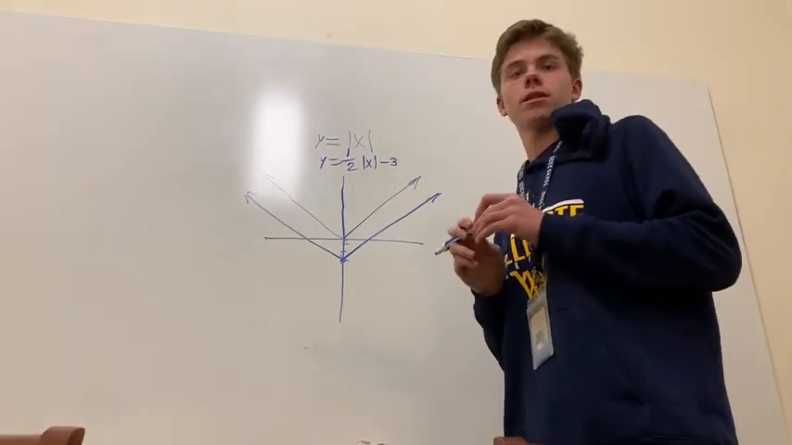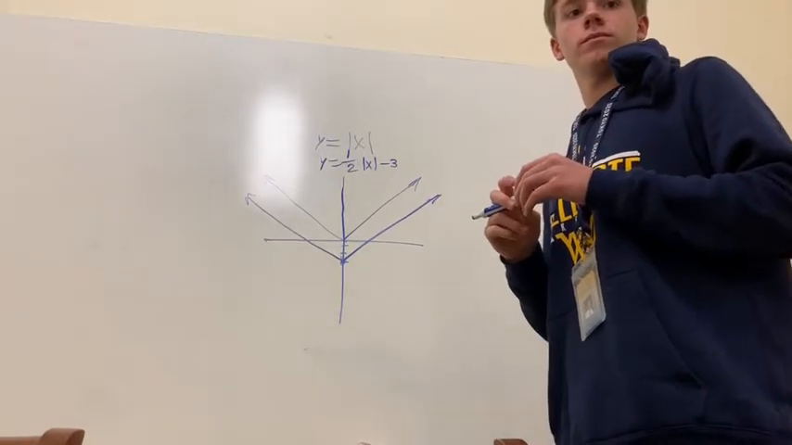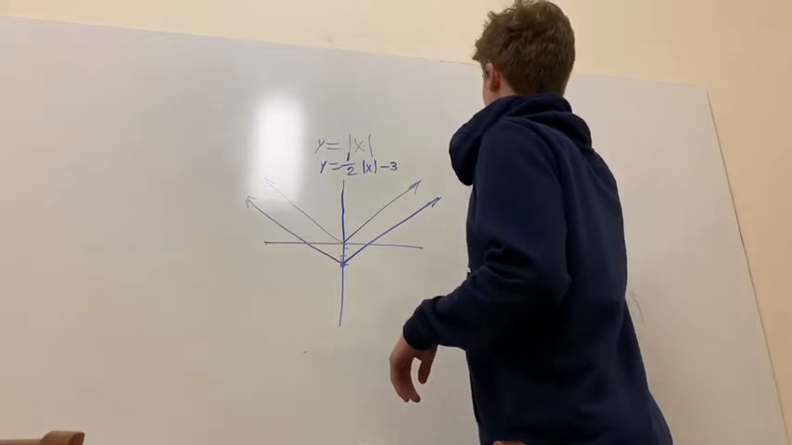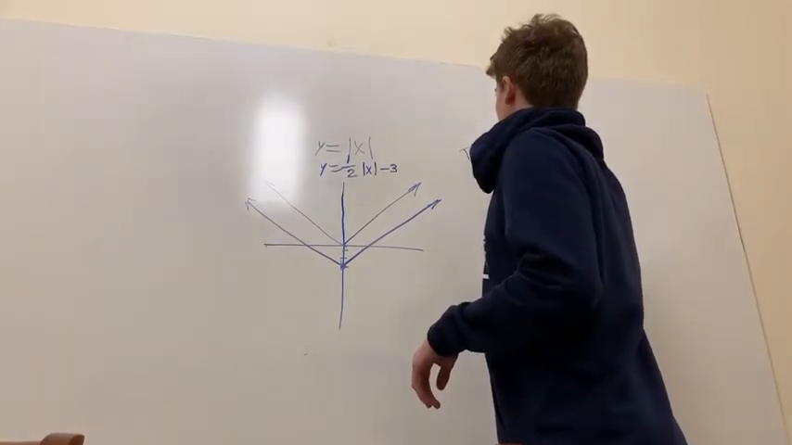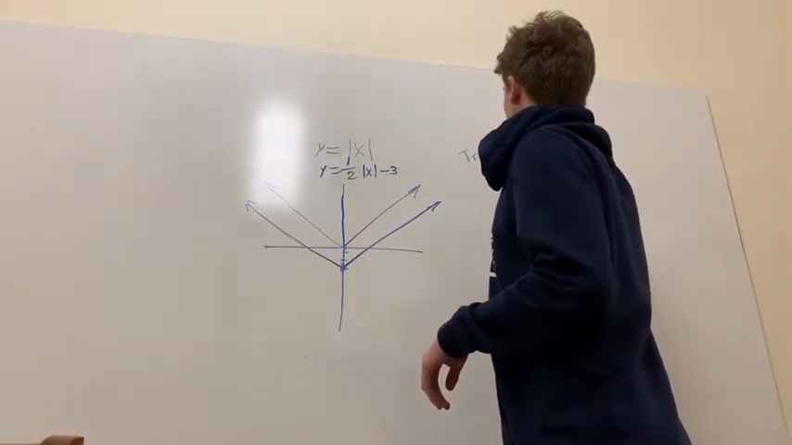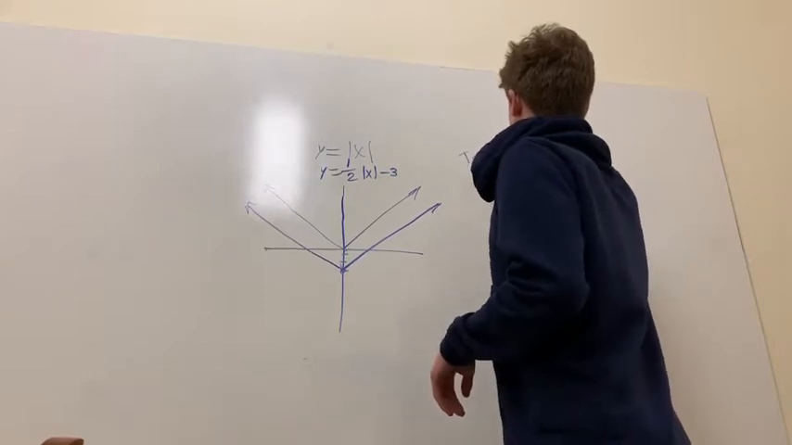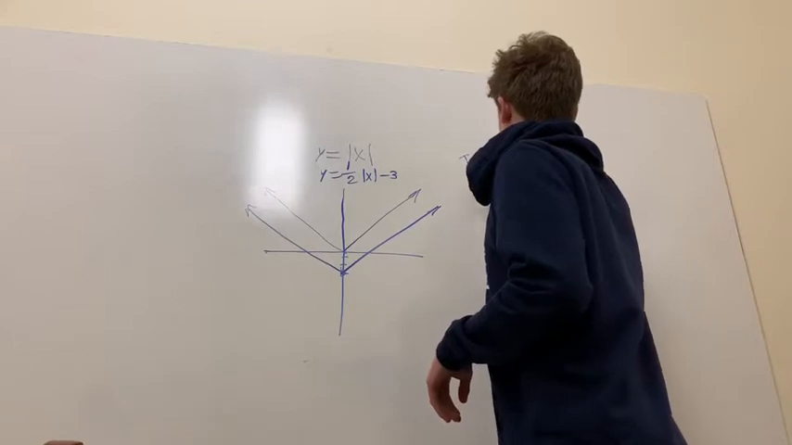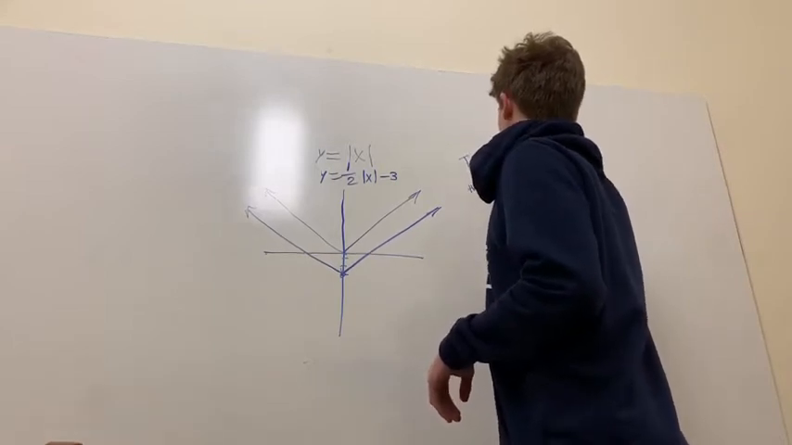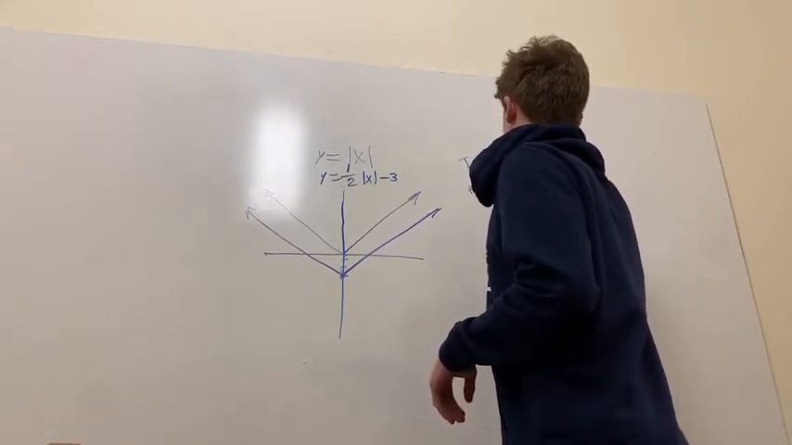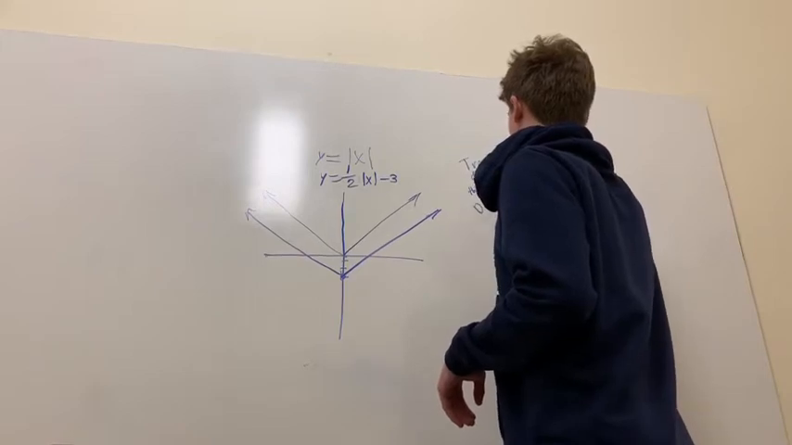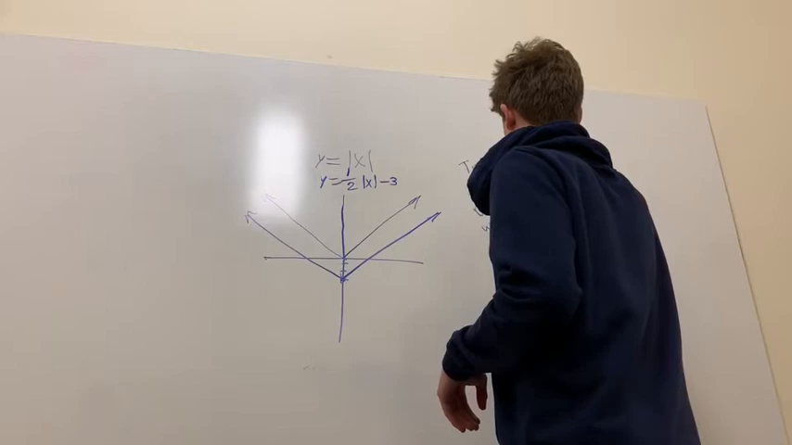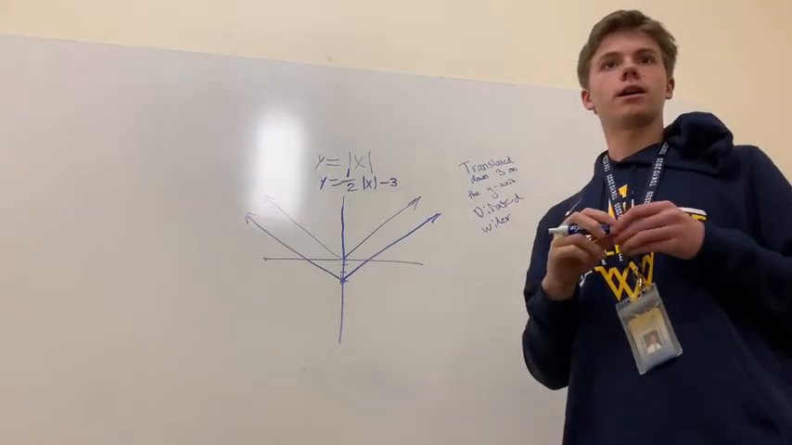Alright, now write out the transformations. Okay, so there are 2 different transformations. It translated down 3 on the y-axis because of the -3, and then it dilated wider. It dilated wider because of the half x.